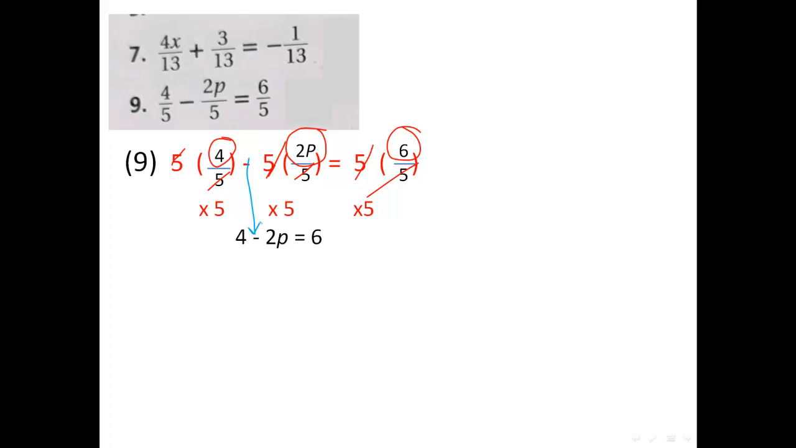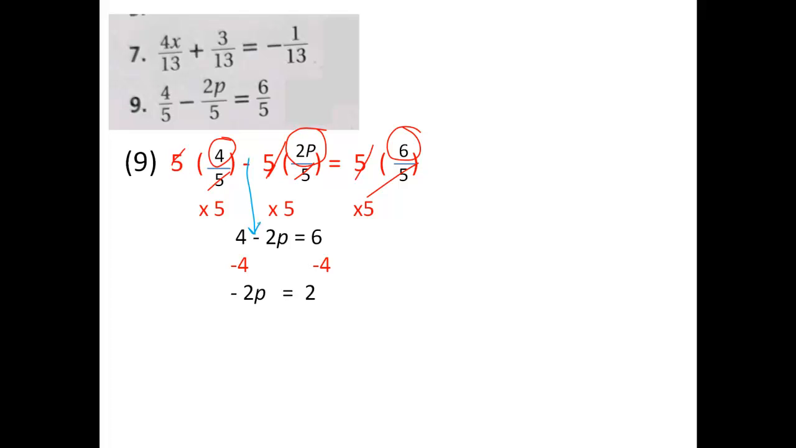2p equals 6. We will work as normal. Take out 4. How will we remove 4? What is the sign of 4? It's positive, so we will subtract 4 from both sides. So negative 2p equals 6 minus 4, which is 2.